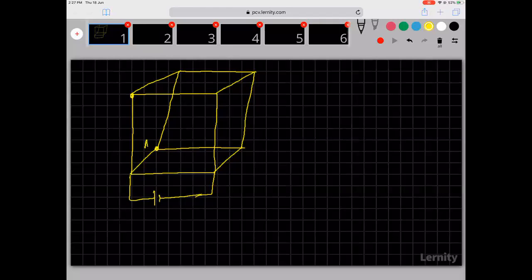So let me name it. I have A, B, C, D. Then I have E, F, G, H. So A and E are at the same potential, and F and B are also at the same potential. A few of you are worried as to how you are able to say that these two are at the same potential. So I'll tell you this whole concept of symmetry.